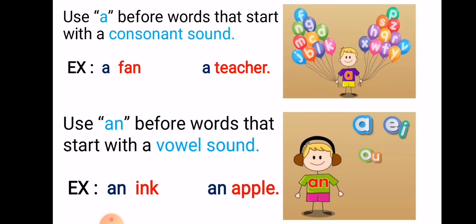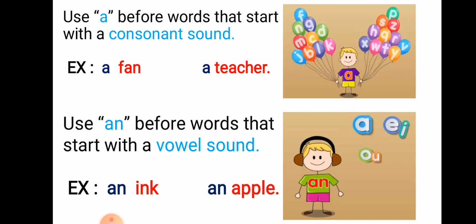Also, we said we can use a before words that start with a consonant sound. Let's see our examples. Our first example here is fan. Our starting letter is letter F, one of our consonants. That's why we used a before fan. A fan. Our other example here is teacher. Our starting letter is letter T, one of our consonants. Very good. That's why we used a teacher.